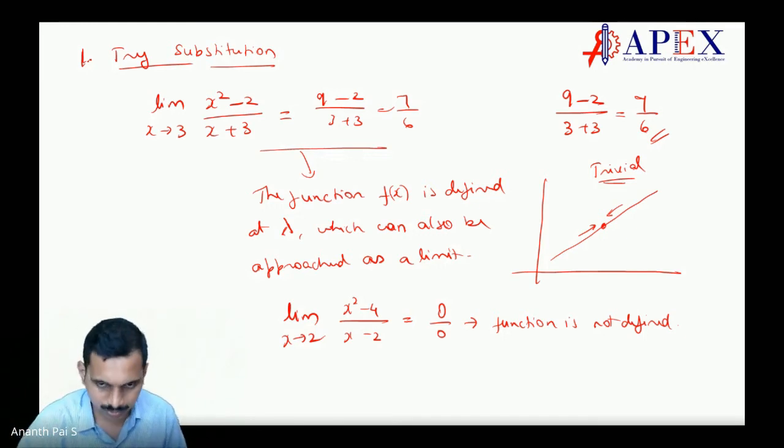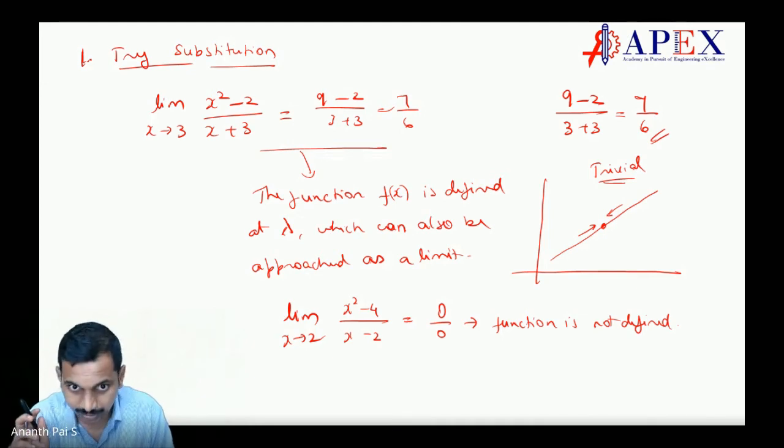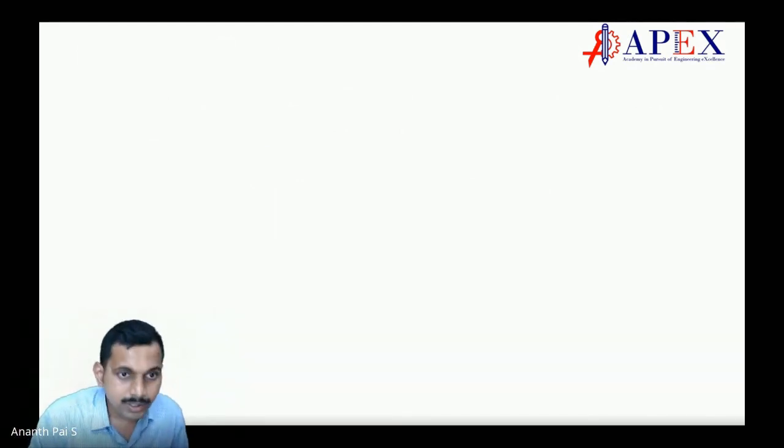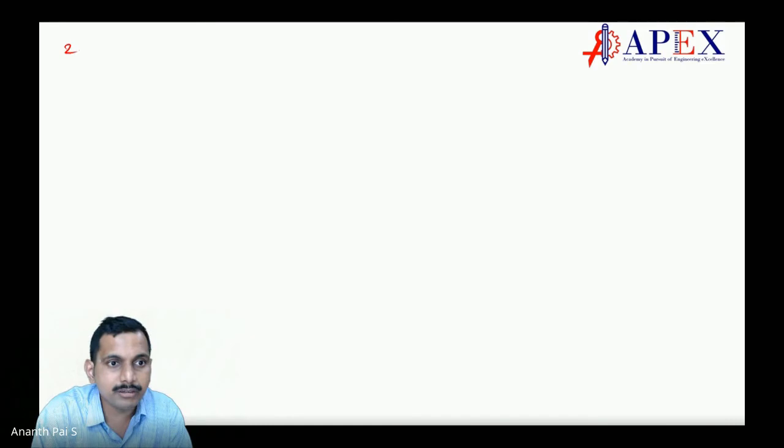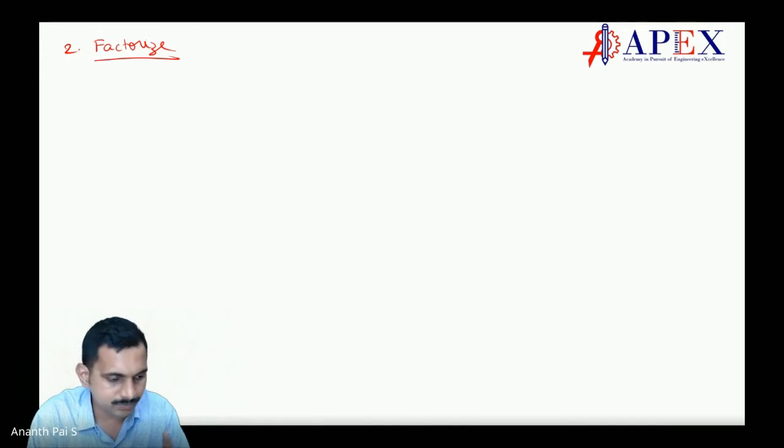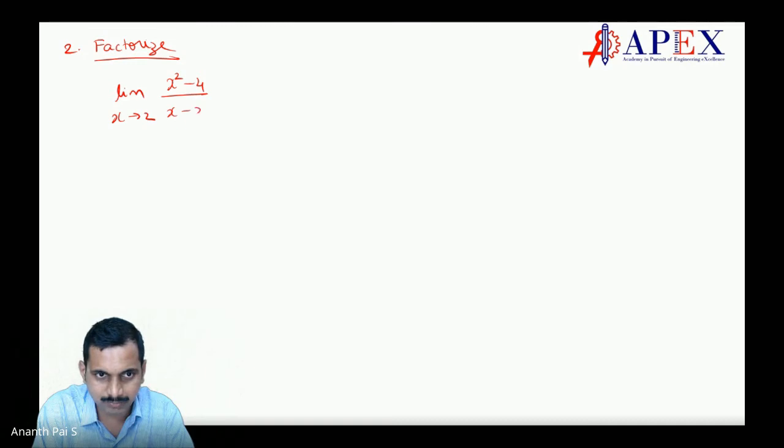Okay, let us see now. Next. So function has to be defined, correct? So next point, the second one is factorize. Now, how do you do it? For example, limit x tending to 2. I'm using the same example, students, so that we will understand. x squared minus 4 over x minus 2. This we can factorize. How can we do it?